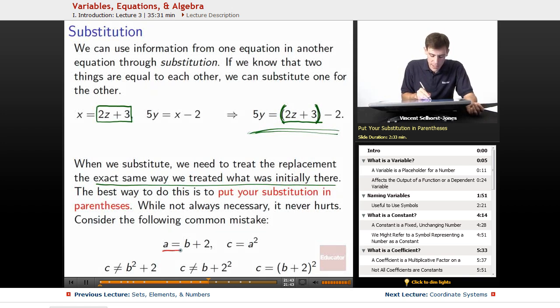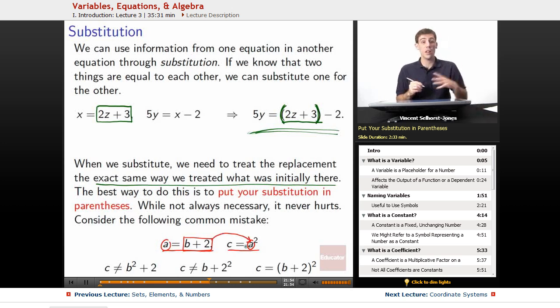If we know that a is equal to b plus 2, and we know that c is equal to a squared, then we can go, oh, hey, a right here, I'll take b plus 2 and substitute it in for a. Lots of students will go, oh, well, it's a squared, so it must be b squared plus 2. No, that's not the same thing, right? We need a to be all of what it is. A is all of b plus 2, not just the b part, right? And c is similarly not going to be equal to b plus 2 squared, right?